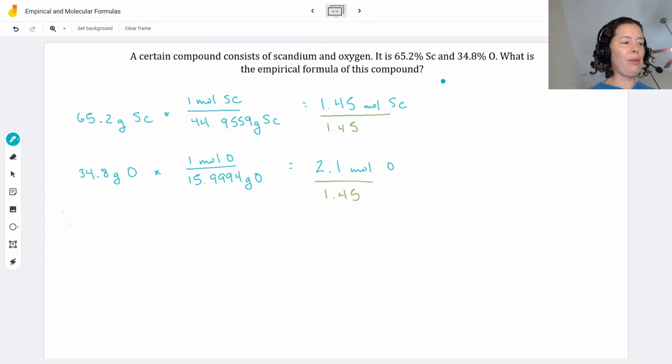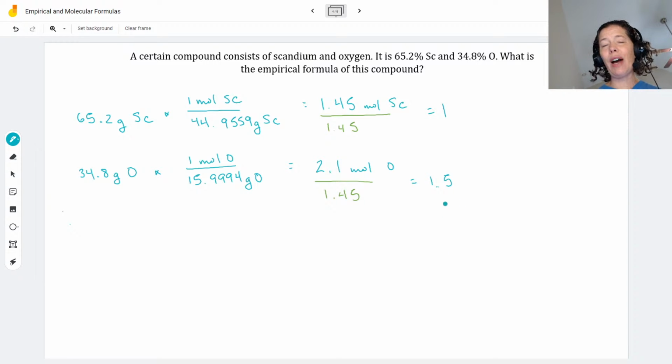All right, now to find my ratio. Of course, scandium is easy, it's just 1. But if I do this for oxygen, I end up at about 1.5. Now, this is a problem because we're looking for our whole number ratios. Well, 1.5 is right in the middle of everything. So what do you do? Do you round up to 2? Do you round down to 1? You actually do something entirely different.